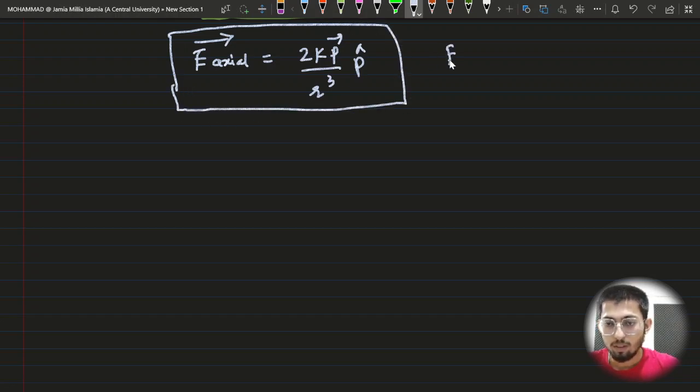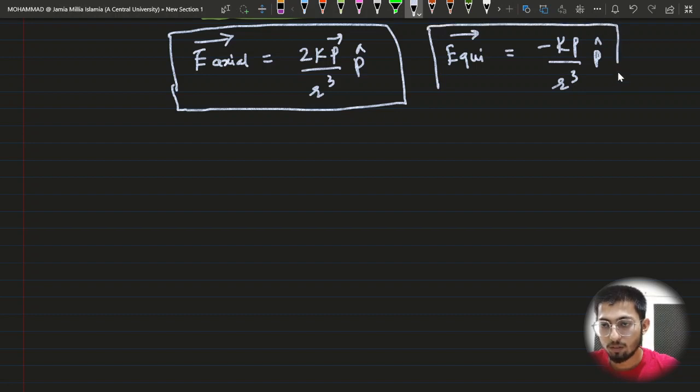What is E equatorial? It is minus k p vector upon r cube, in the negative direction of p, right? This is the formula for electric field. Now let us do a question. Let us start with a small one.